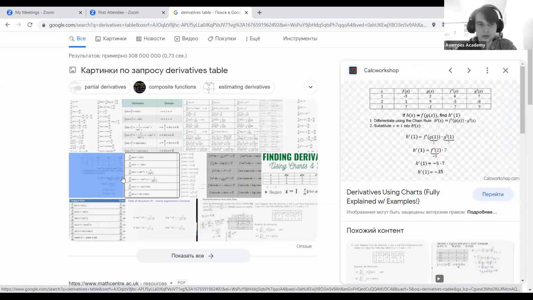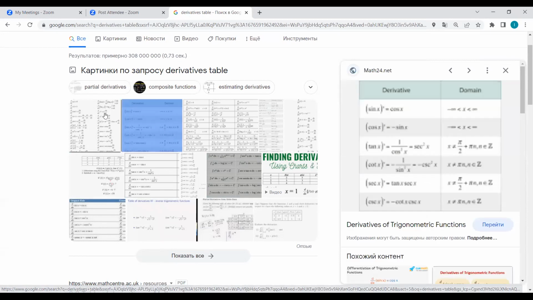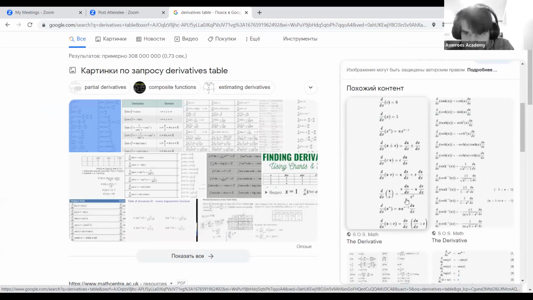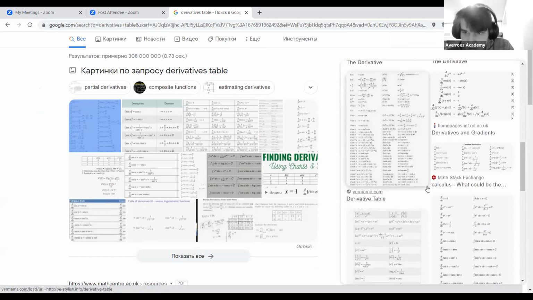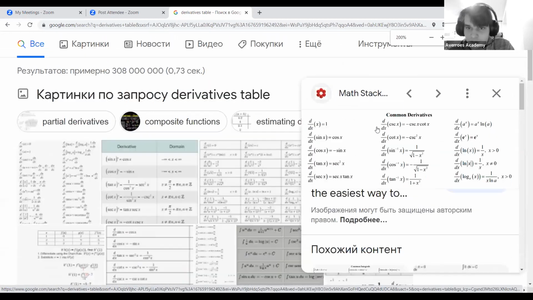I'm going to post the home assignment with the cheat sheet. I'm going to include these tables in there. I'm just showing you how you can search for them. Okay, sounds good. So on this one, it's just super bad quality. I'm going to post them in good quality. You see, this is trigonometry functions and their derivatives.